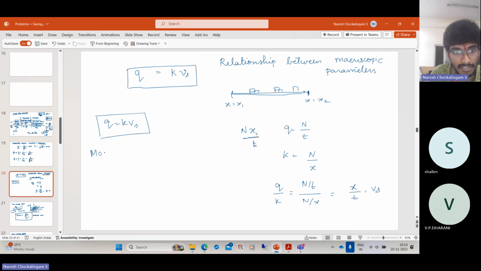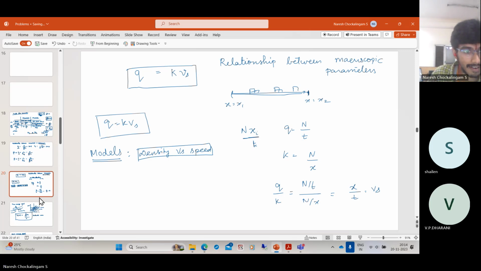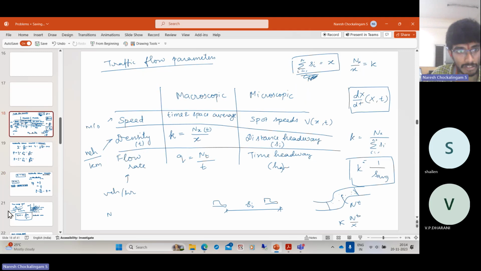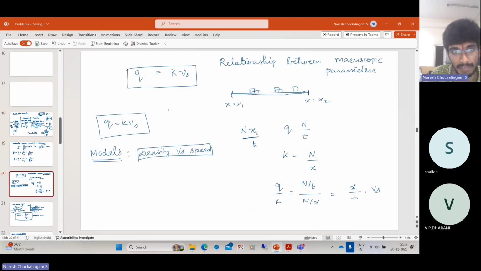But there are also traffic stream models which relate the density to speed. So we have related the microscopic to macroscopic parameters. We have related the macroscopic parameters among themselves, which is given as q is equal to k times the space mean speed. The others have to be actually determined by some empirical model.